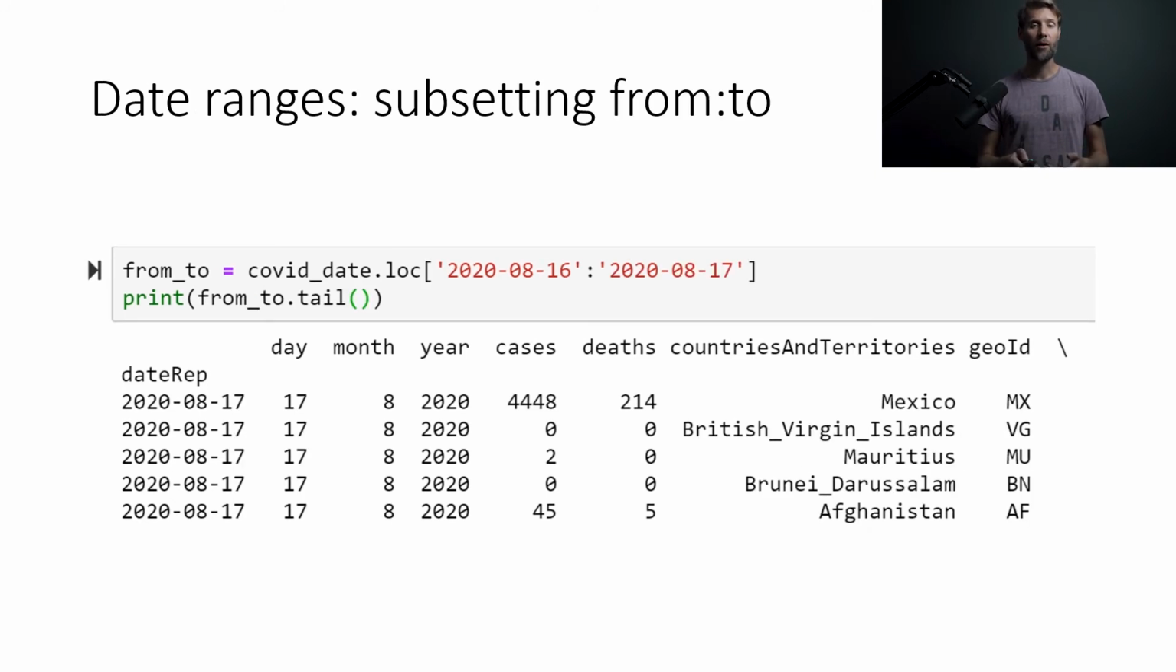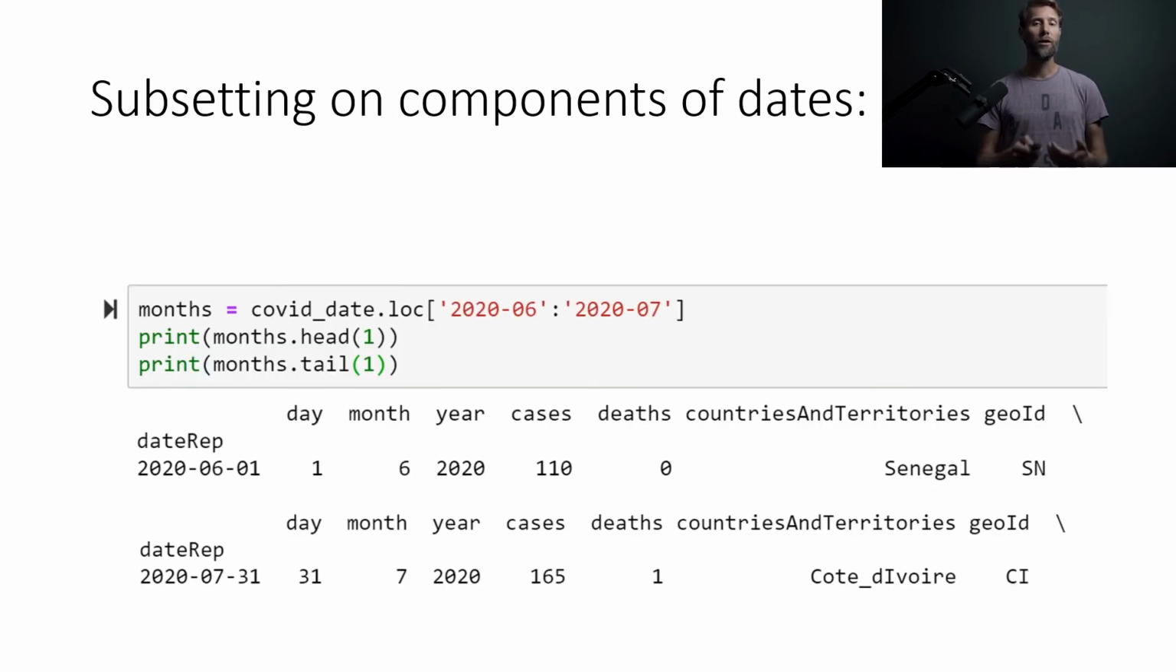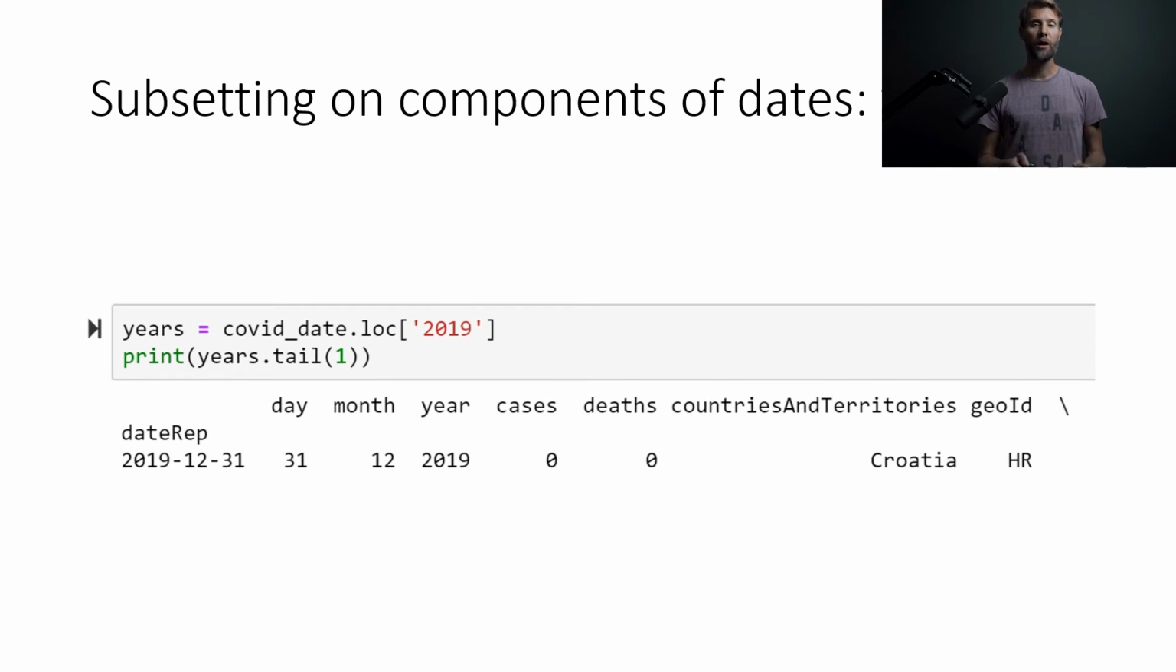We can apply the colon symbol to subset on date ranges. In this case, we are selecting all rows from the 16th of August till the 17th of August. We can also subset on components of dates. Here we are filtering all rows of June and July 2020. In a similar way, we can filter on a year. The years data frame contains all rows of 2019.